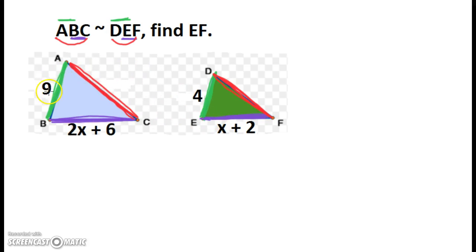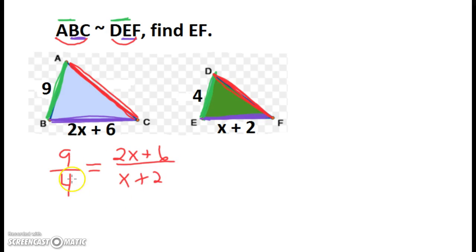So if I did that, I would have 9/4 for one ratio, which is equal to, and then if I started over here and then moved over here, I need to do the same thing in the other ratio. So 2x plus 6 over x plus 2.